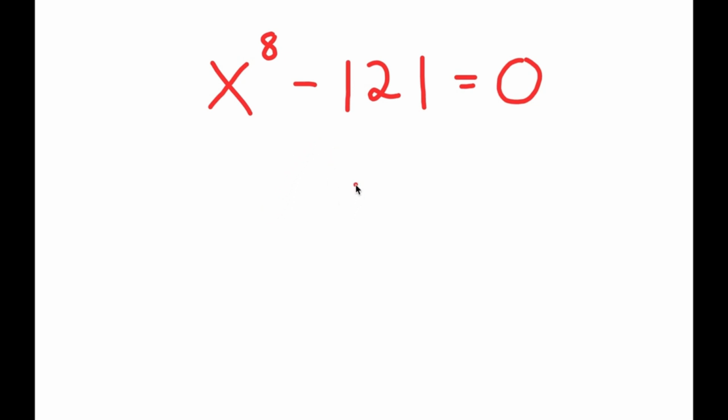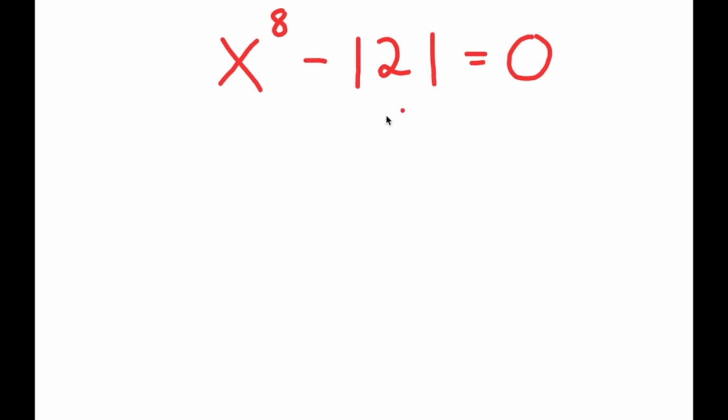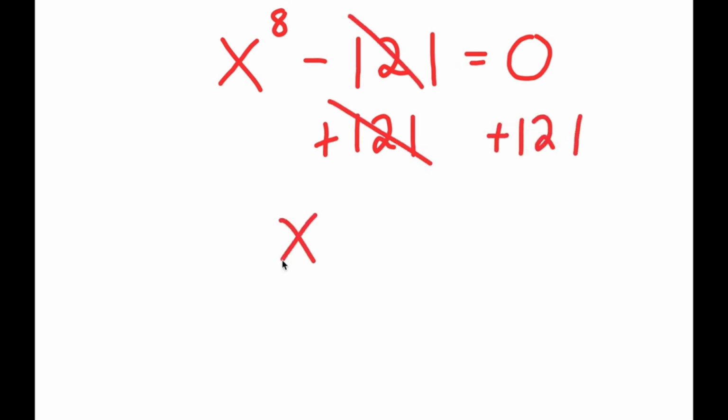Alright, so in this video, I'm going to be teaching you guys how to solve this exponential equation. So we have x to the power of 8 minus 121 is equal to 0. Now, what most people would think to do to solve this equation is add 121 on both sides. So then I would get x to the power of 8 equals 121.